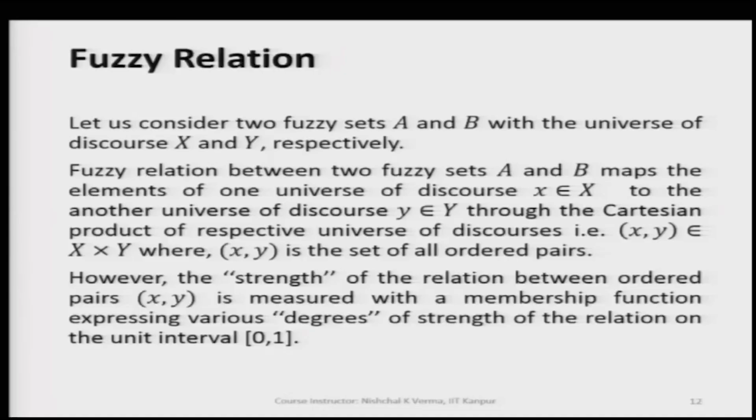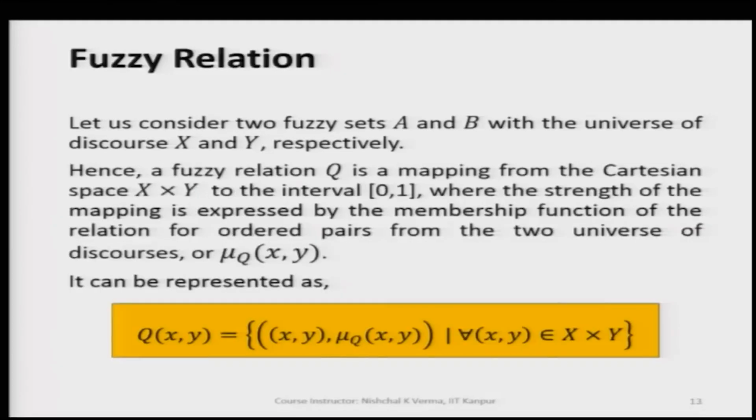So, we have the Cartesian product space capital X cross capital Y, and this represents the universe of discourse of the Cartesian product. And since we have already used Q for representing the relation set, like in crisp sets we have seen, here also we are using Q of x y.